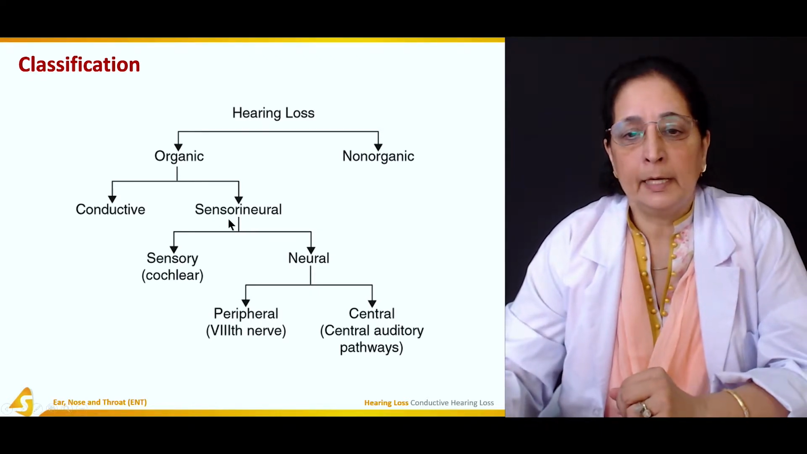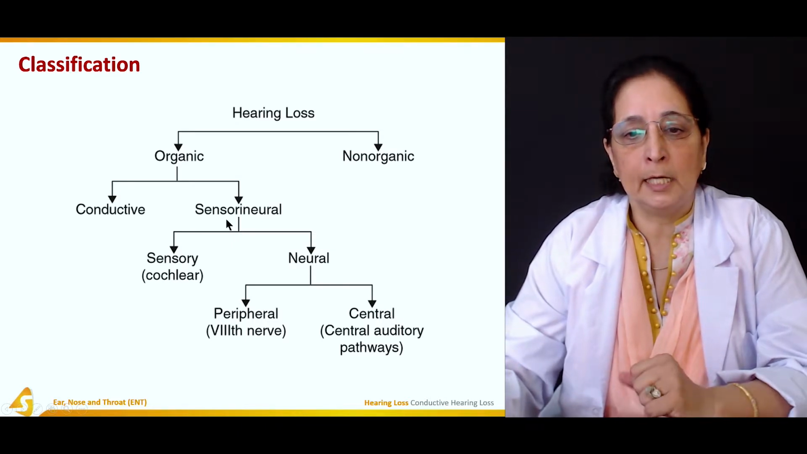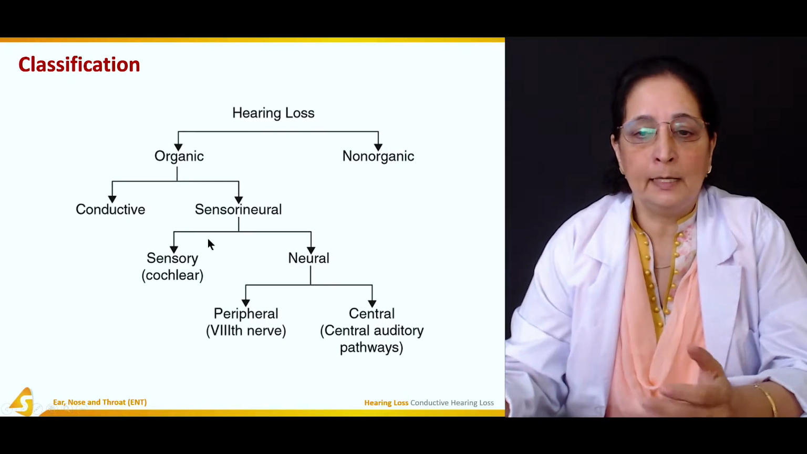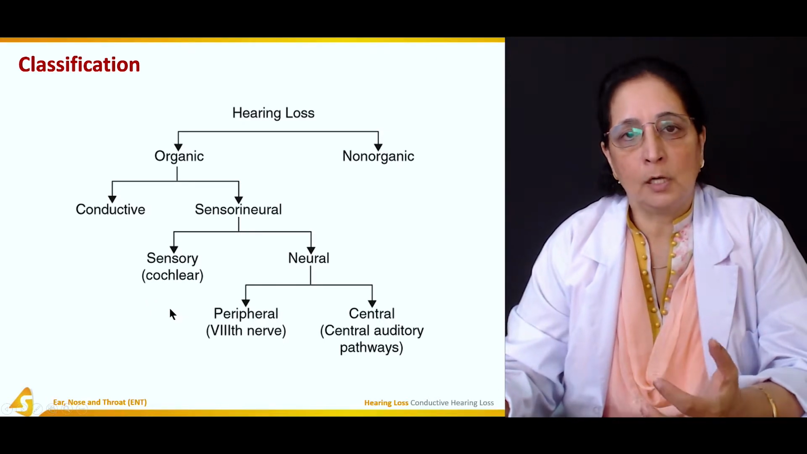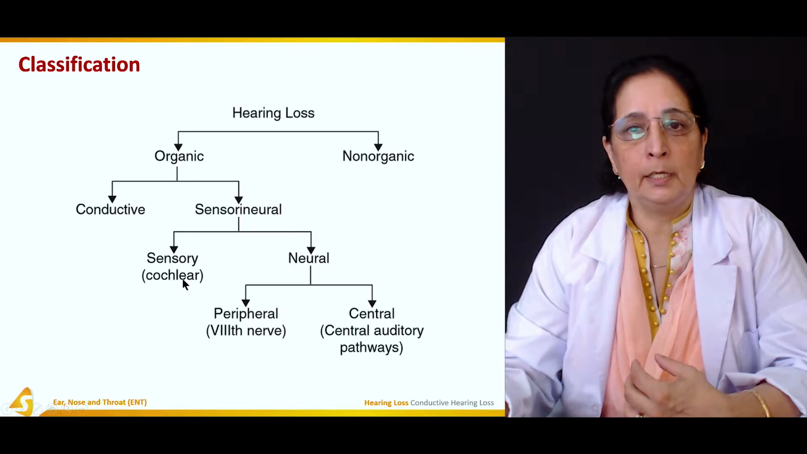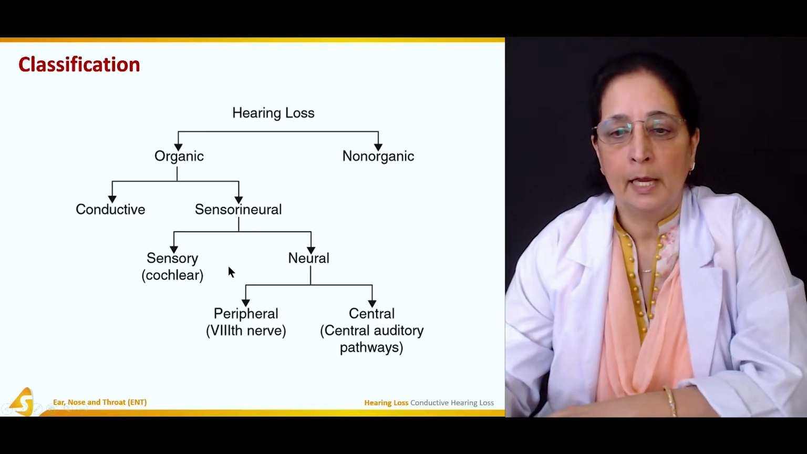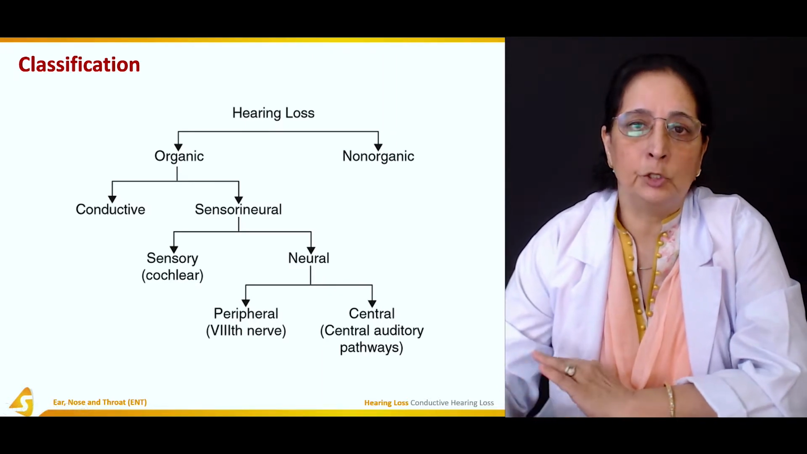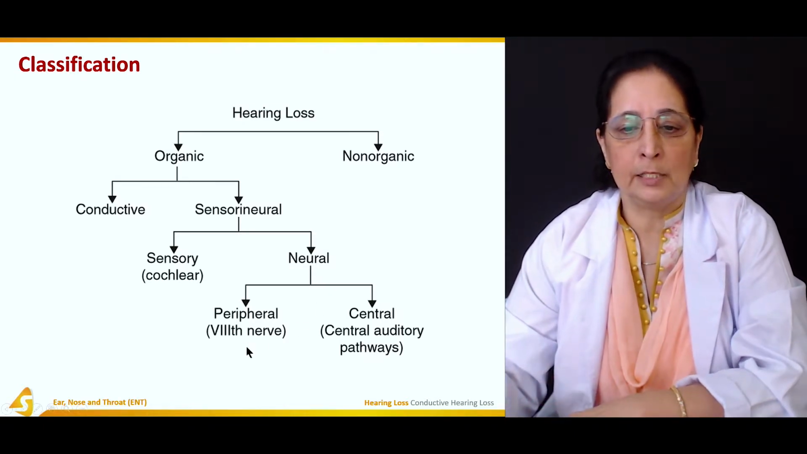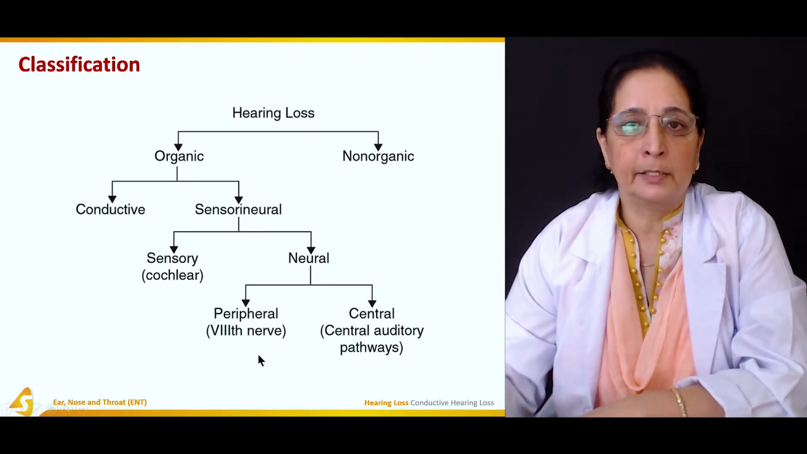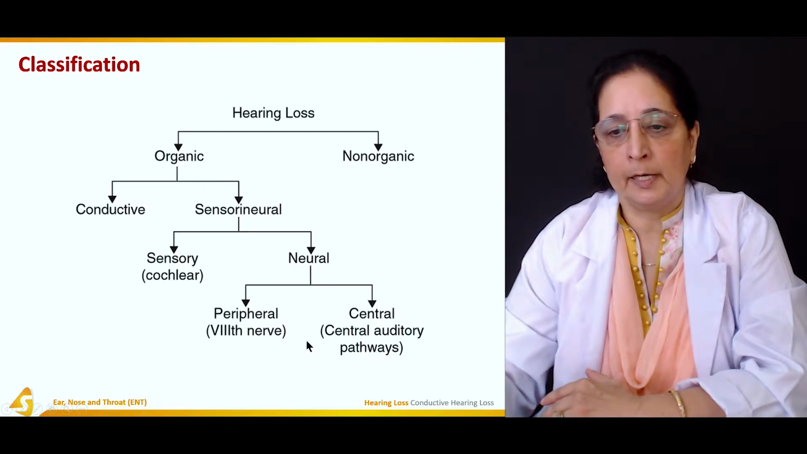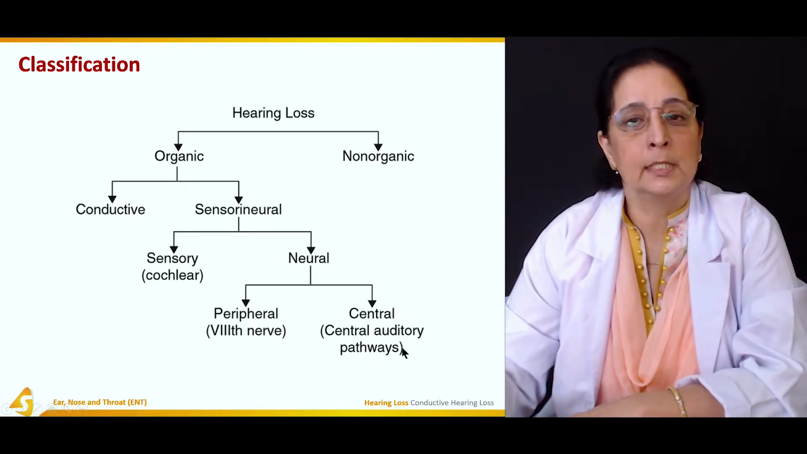The other type of organic hearing loss is sensorineural. Again, as the name shows, it's subdivided into sensory loss and neural loss. Sensory mainly involves the cochlea, which is the structure present in the inner ear. The neural is further subdivided into peripheral and central. Peripheral neural loss is associated with the eighth cranial nerve, the vestibulocochlear nerve, and central involves the central auditory pathways.